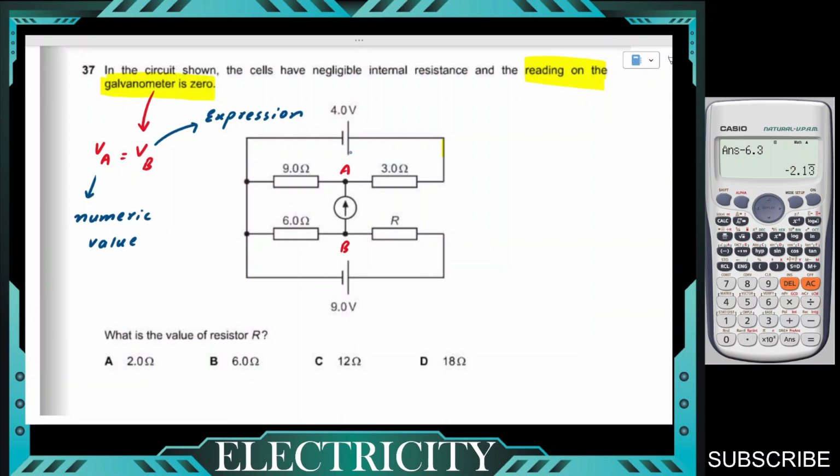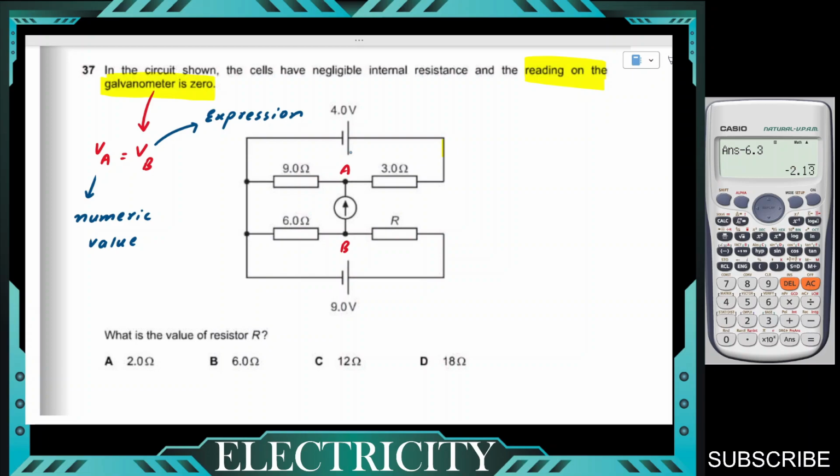I hope you get this thing. What I'm saying is, in the lower loop, you're not going to get a numeric value for the potential at B. This thing has to be understood clearly. And obviously you'll see what we mean over here.